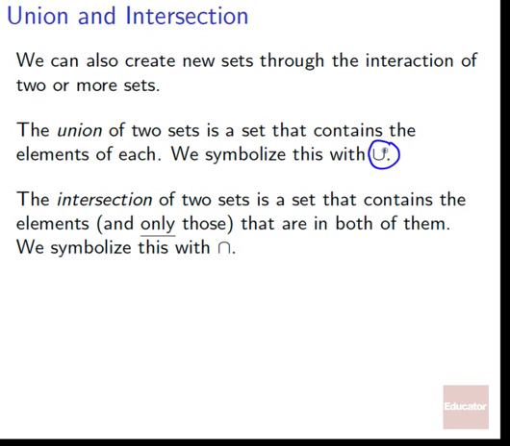The intersection of two sets is a set that contains the elements, and only those elements, that are in both sets. So if an element shows up in both of the sets, it's going to be symbolized with the intersection symbol, sort of like a cup pointing down. So cup pointing up, we're filling it up with a bunch of things. Cup pointing down, it's cutting things off.